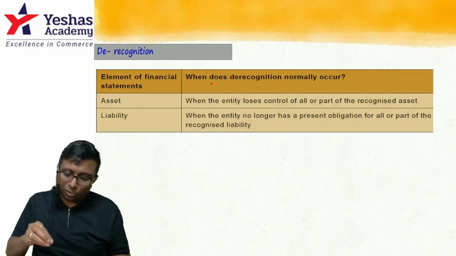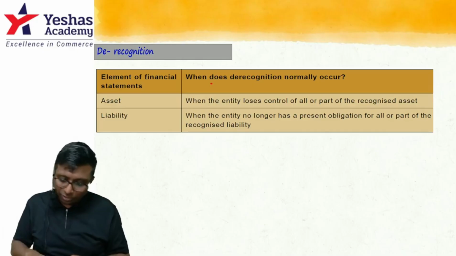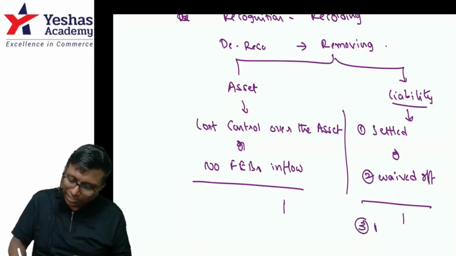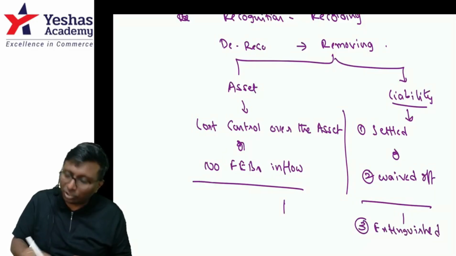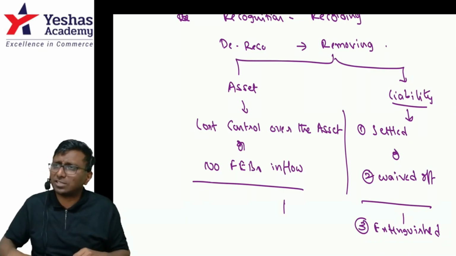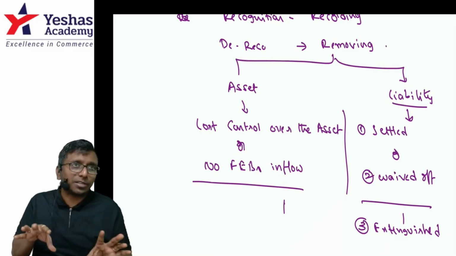When the entity loses control of all or part of the recognized asset. When the entity no longer has a present obligation for all or part of the recognized liability. We can use one more word, extinguishment of right. Third one, you can use another word, extinguishment. Correct? Extinguished. Yes, I am no more liable for anything. Liability is extinguished, that means settled somehow, either settled or waived off. Agree? That's it. That is more than sufficient. That's it about the basics, my dear.